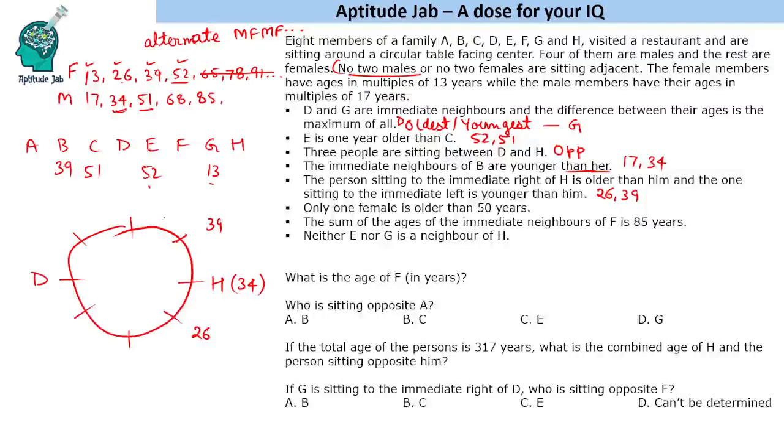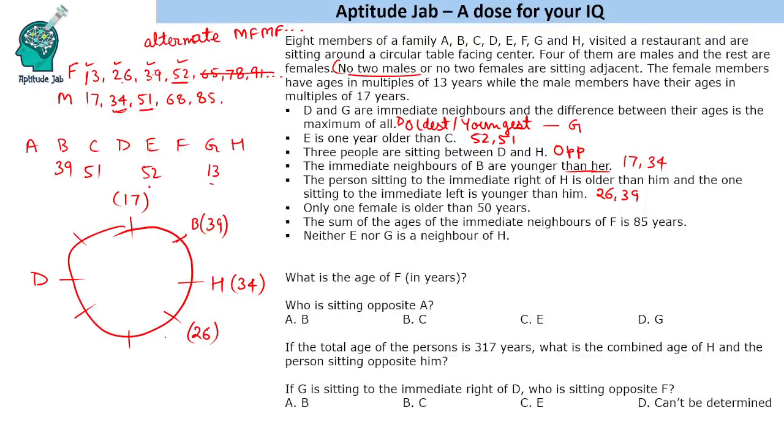H is 34. We found out that this is B. B is 39. How did we find out? Because it said that the immediate neighbors of B are younger than her. Now we know that the neighbors of B must be younger than 39, so the younger values are 34 and 17. So this is a person who is 17 years of age. Okay.